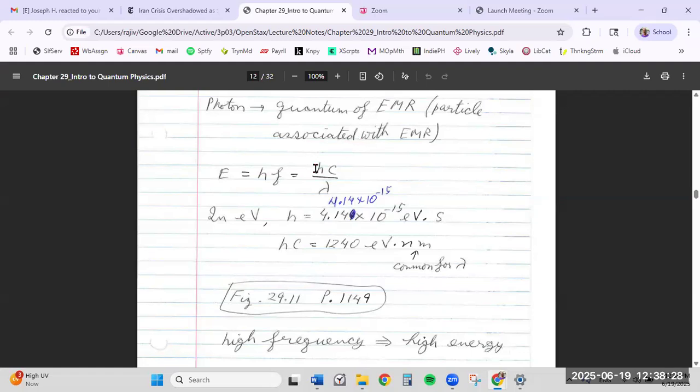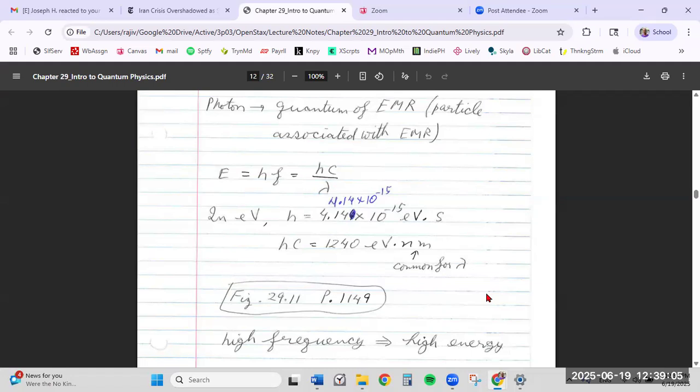The constant hc that appears in this equation has a value of 1240 when it's expressed in the units electron volts nanometers. The reason this is a useful quantity to know is that energies at the atomic scale are often expressed in electron volts, and wavelengths of electromagnetic radiation are expressed in nanometers.